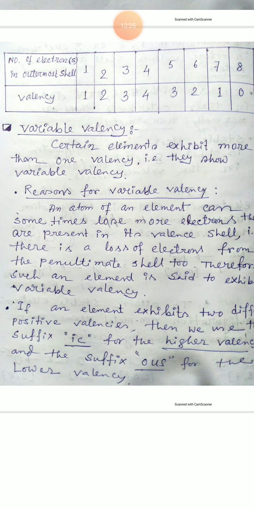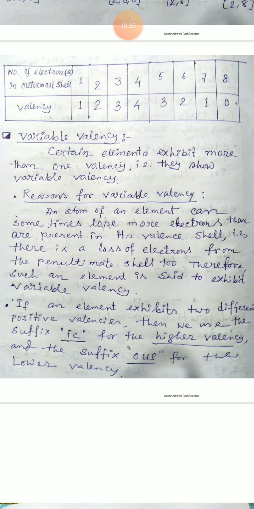What is the reason for variable valency? An atom of an element can sometimes lose more electrons than are present in its valence shell. That is, there is a loss of electrons from the penultimate shell too. Therefore, such an element is said to exhibit variable valency.